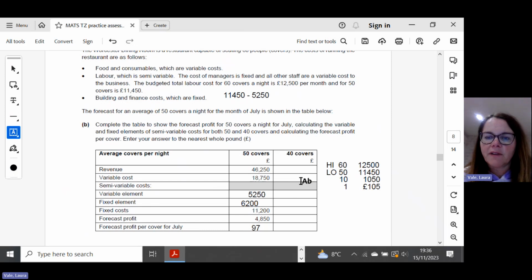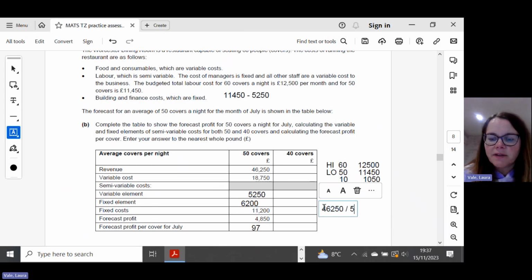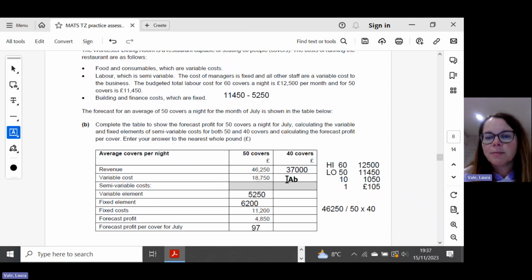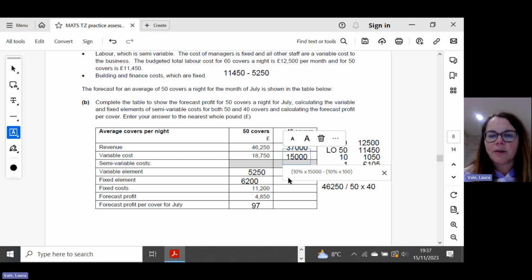And then for 40 covers, if the revenue is 46,250 for 50, if I divide it by 50, I basically get what it is for 1. And then if I times it by 40, so 46,250 divided by 50 times 40, I get 37,000. Do the same principle for the variable cost. So I'm doing 18,750 divided by 50 times 40. That gives me 15,000.